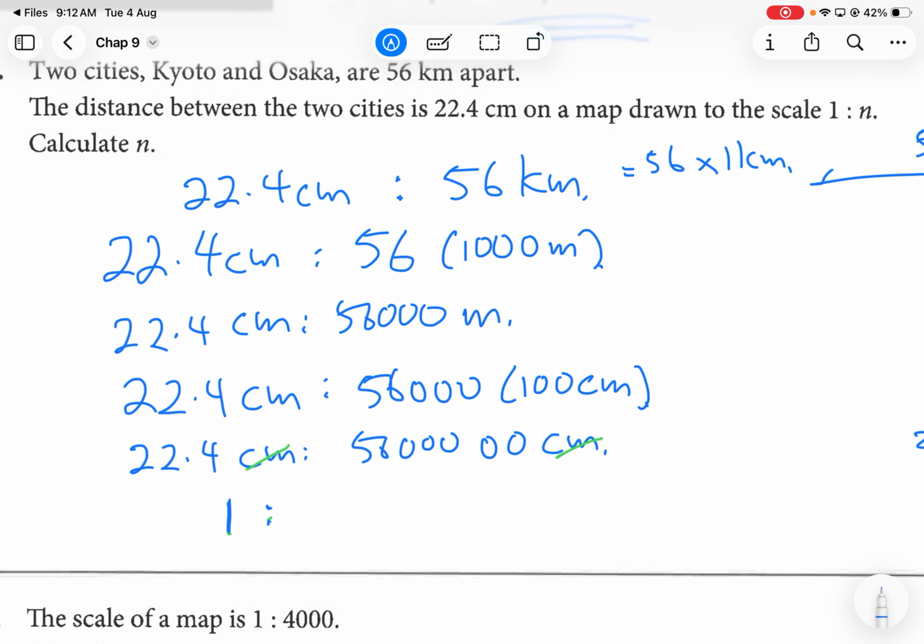I will get 250,000. So n is equal to 250,000. That is what the question is asking. What is n? n is this number over here. So n is 250,000.